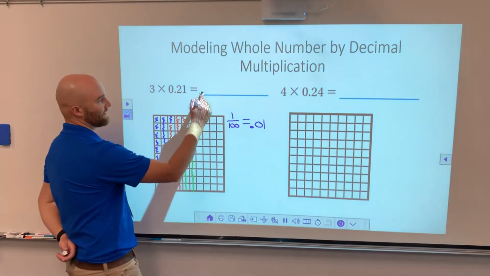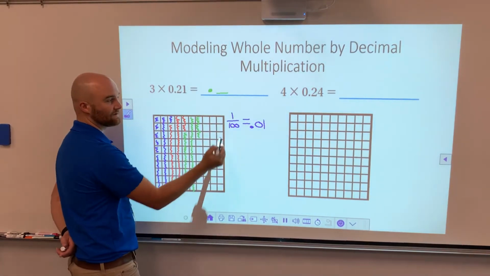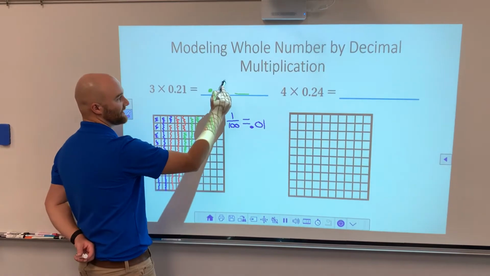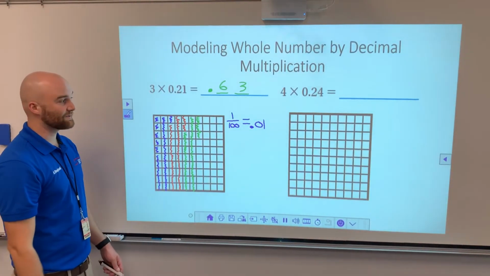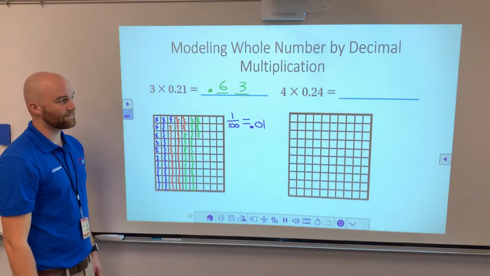In order to write that, I'm going to say, here's my decimal place, here's where the tenths would be, here's where the hundredths would be. So I'm going to write 63, so it ends right there. 63 hundredths. There's my answer. Let's try another one to be sure that we understand what's happening.